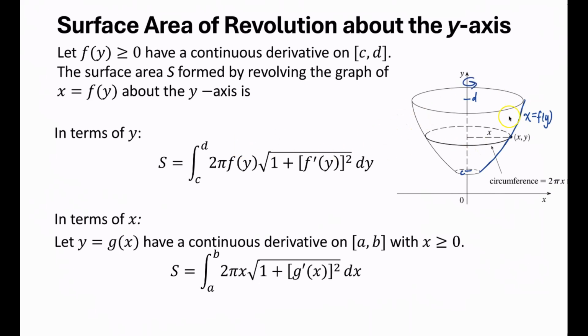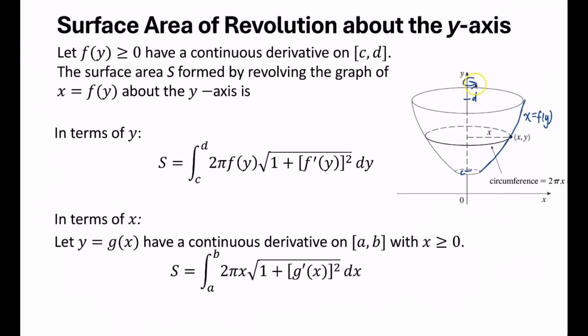And so the surface area formed by revolving that around the y-axis in terms of y is the integral from c to d, and then 2 pi, and then f of y, because that radius x is f of y, and then the square root of 1 plus f prime of y, quantity squared, dy. So similar concept, again, this time we're just rotating around the y-axis.